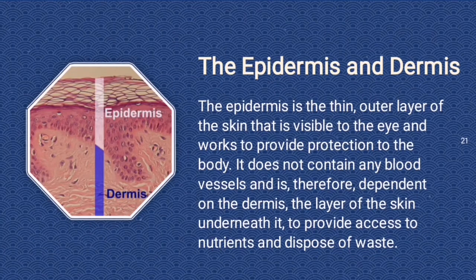Lastly, we have the epidermis and dermis. The epidermis is the thin outer layer of the skin that is visible to the eye and works to provide protection to the body. It does not contain any blood vessels and is, therefore, dependent on the dermis, the layer of the skin underneath it, to provide access to nutrients and dispose of waste.